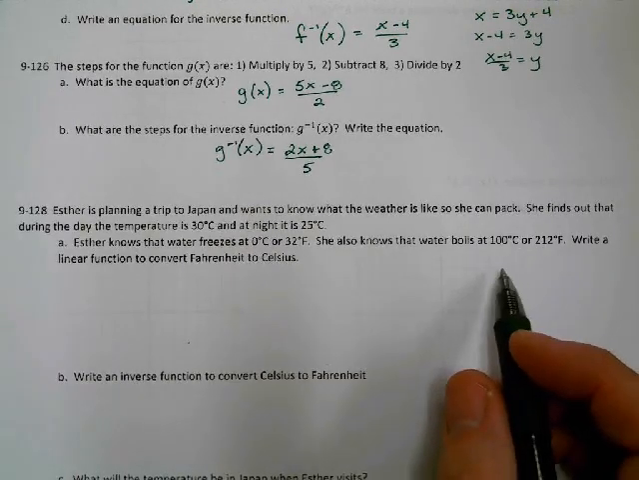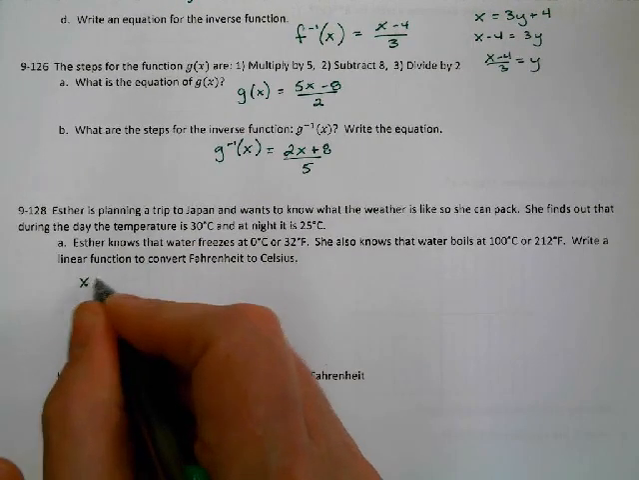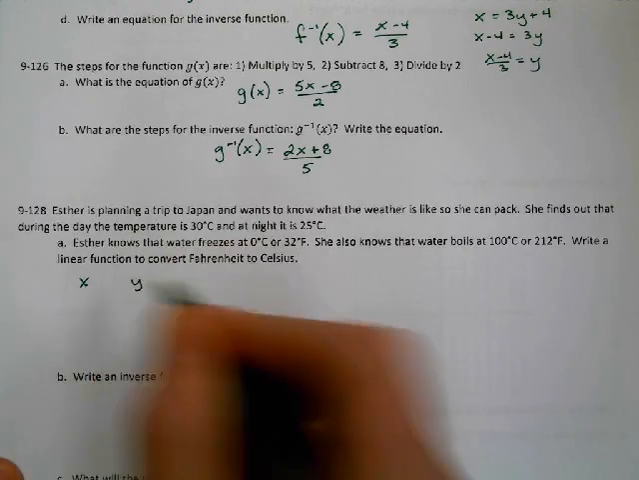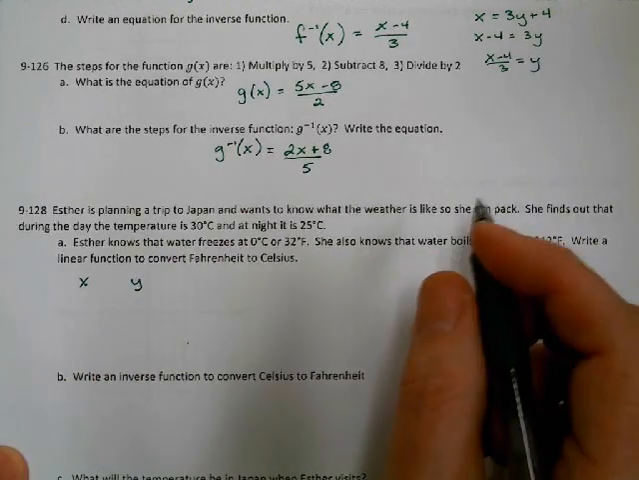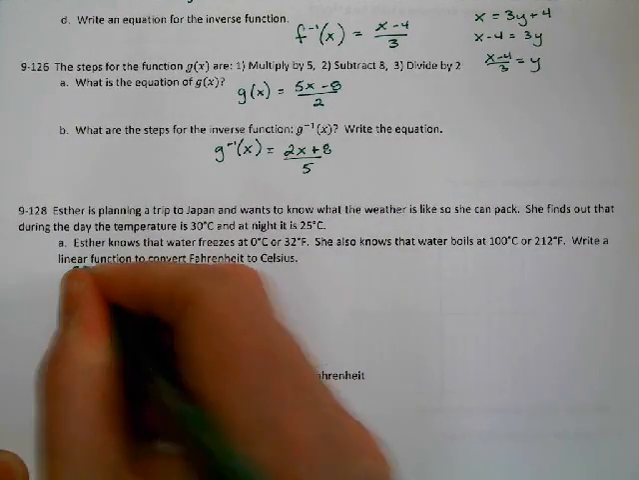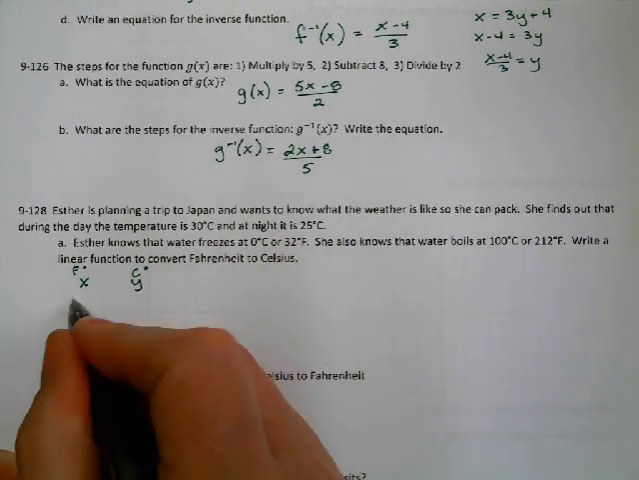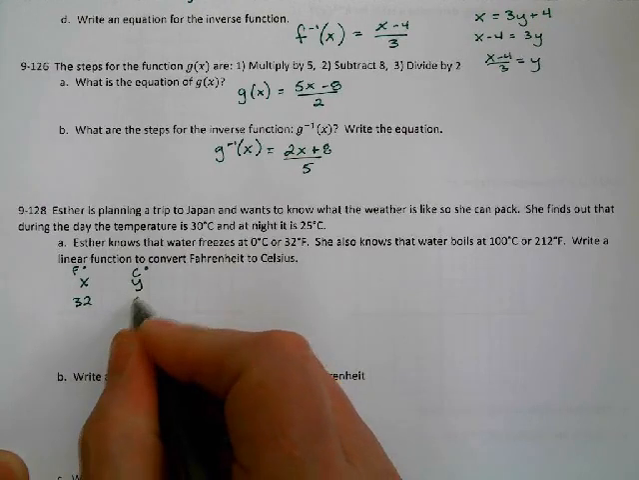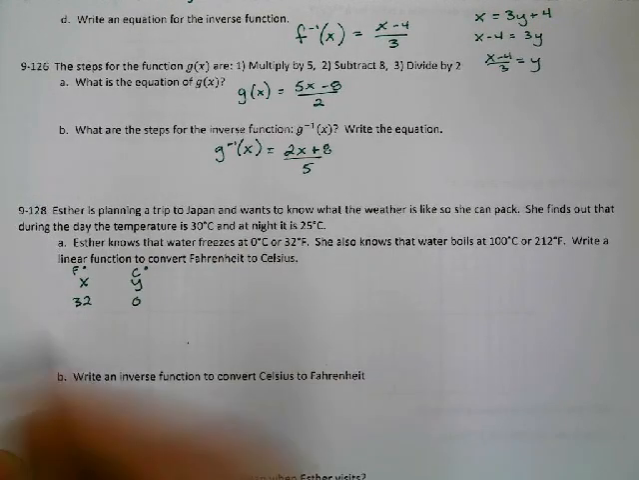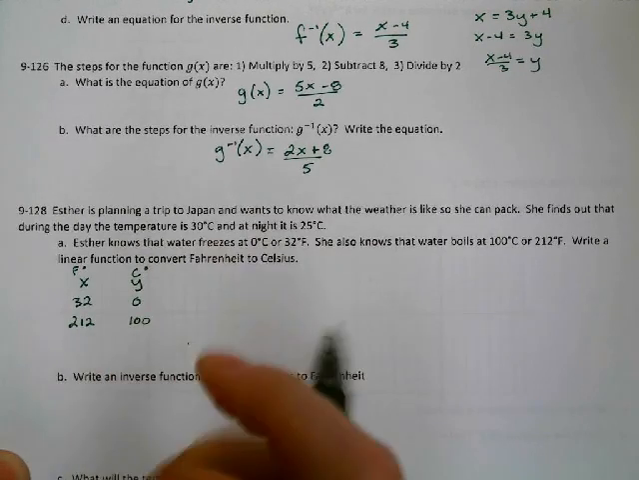All right, so I'm going to say that x is going to be Fahrenheit and y is going to be Celsius. Is that what I want to do? Yeah, that's what I want to do. So this is Fahrenheit degrees, this is Celsius degrees. So I've got 2 points here. I know that when it's 32 degrees Fahrenheit, it's 0 degrees Celsius. And when it's 212, it's 100 degrees Celsius. So I can start by finding my slope.